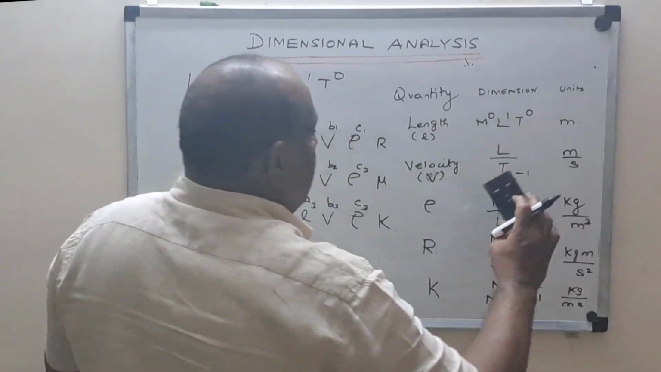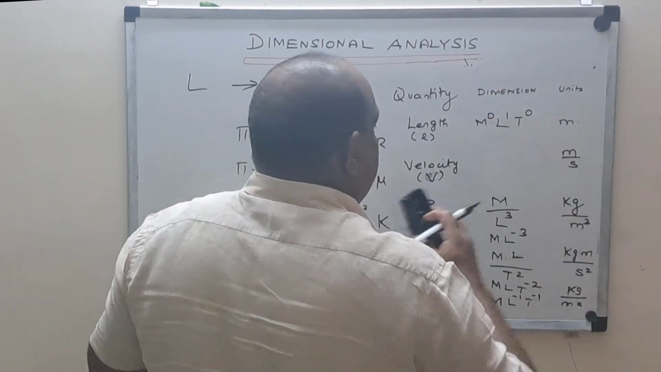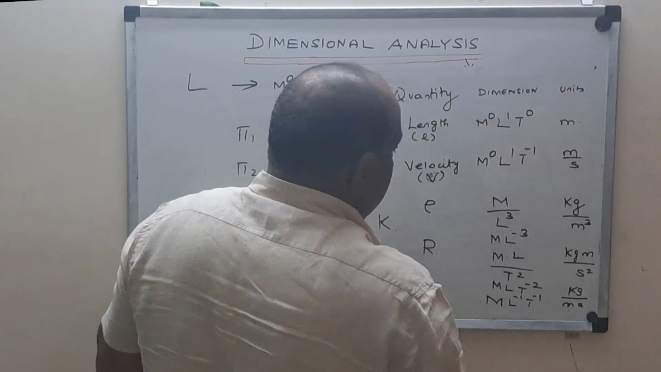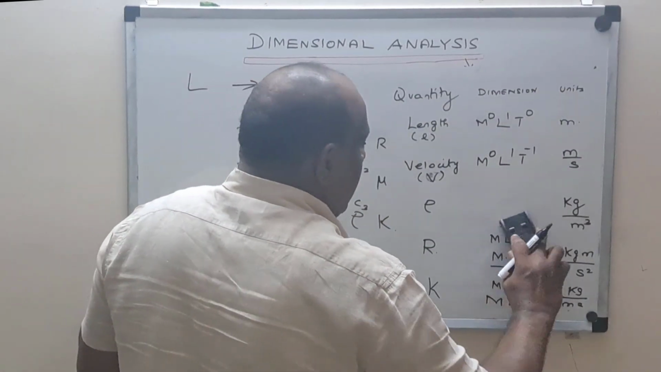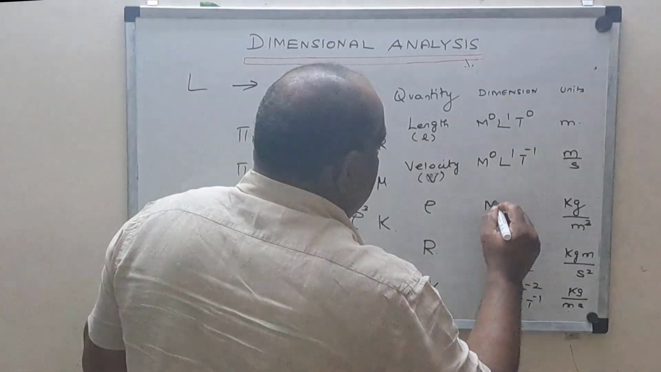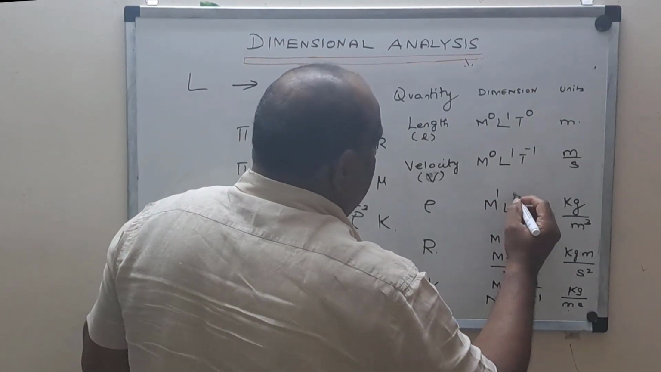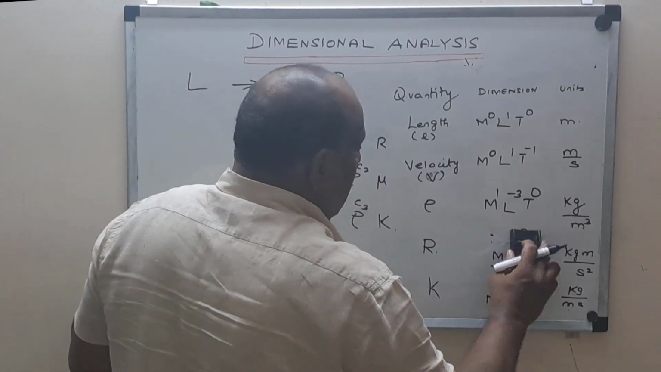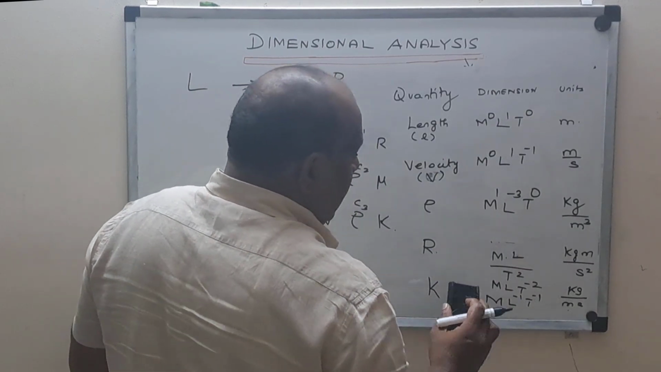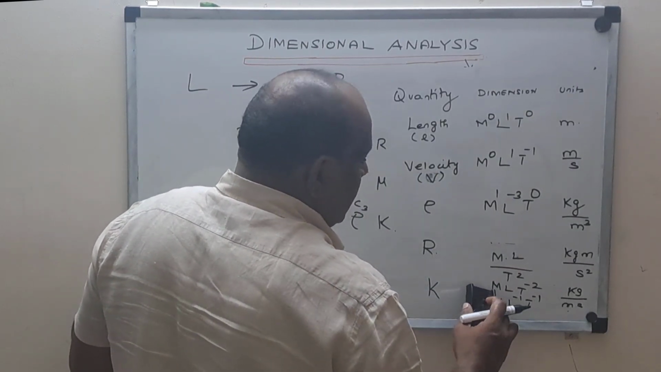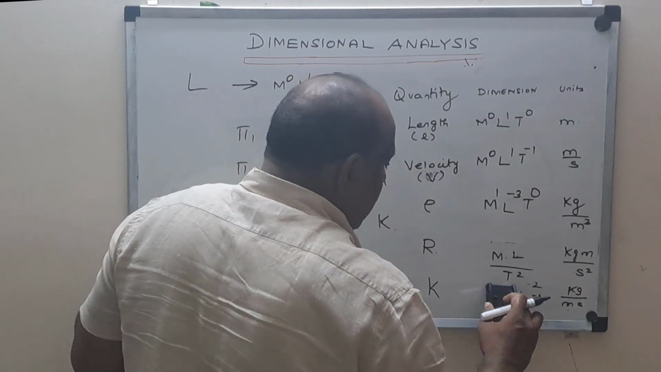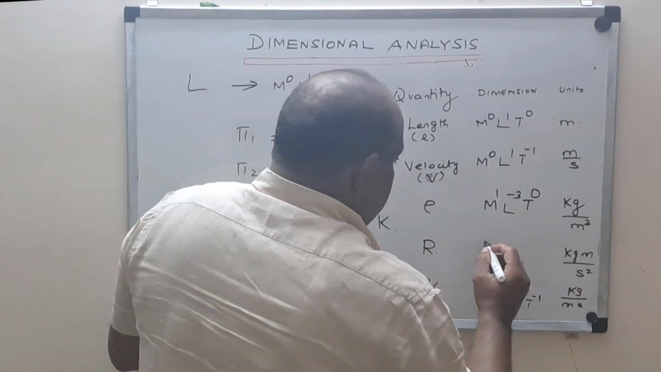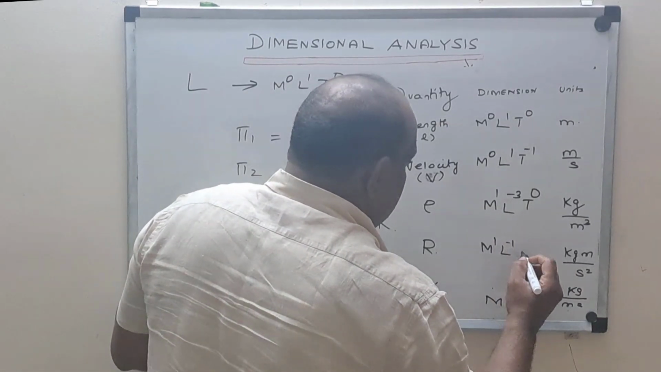Now this is L T minus 1, which means L T minus 1 can be written as M power 0, L power 1, T power minus 1. Similarly, what is M by L cube? M by L cube can be written as M power 1, L power minus 3, T power 0, because there is no time involved. So this is nothing but M L power minus 3 for your density. Coming to the resistance, it is M L T power minus 2, which we can write as M power 1, L power 1, T power minus 2.